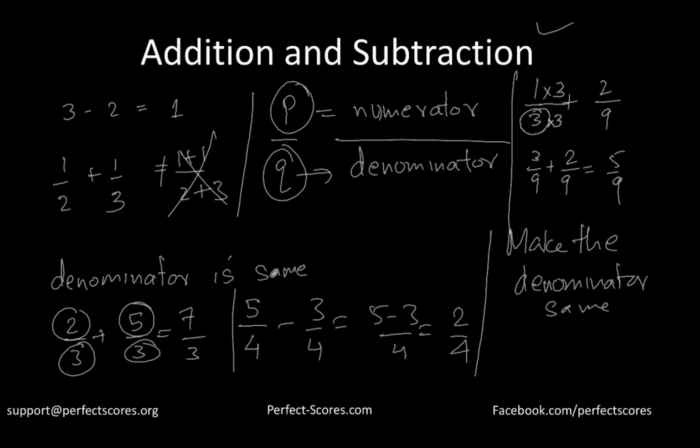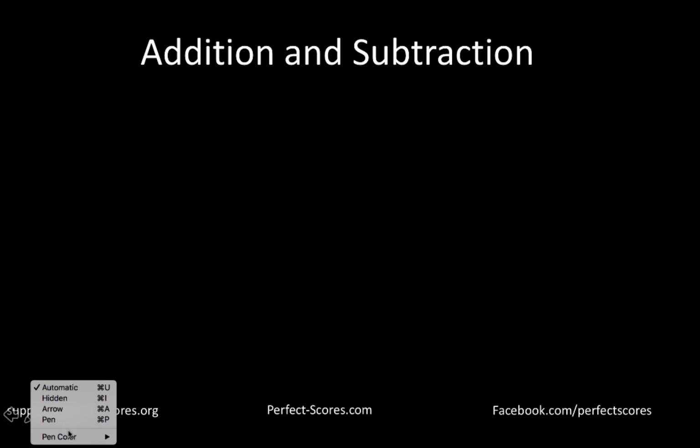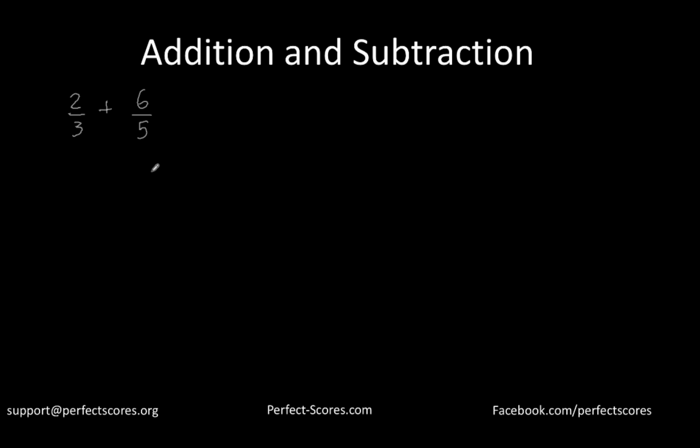Let's say, for example, we have 2 over 3 plus 6 over 5. Let's suppose we want to do that. Now, as you can see, the denominators are different. How can I make 3 into 5, or 5 into 3? There's no way I can actually make 3 into 5 or 5 into 3, because they're not multiples of each other. They're just distinct prime numbers.